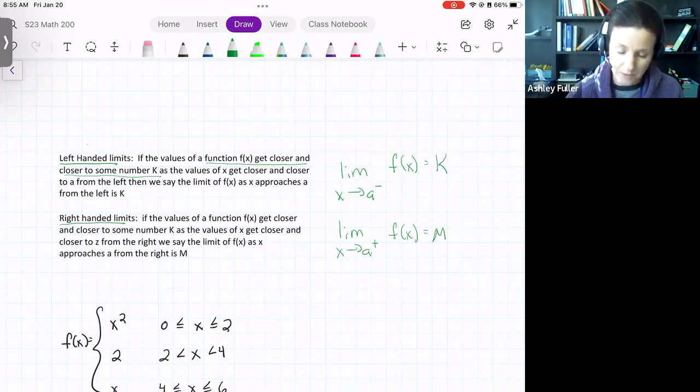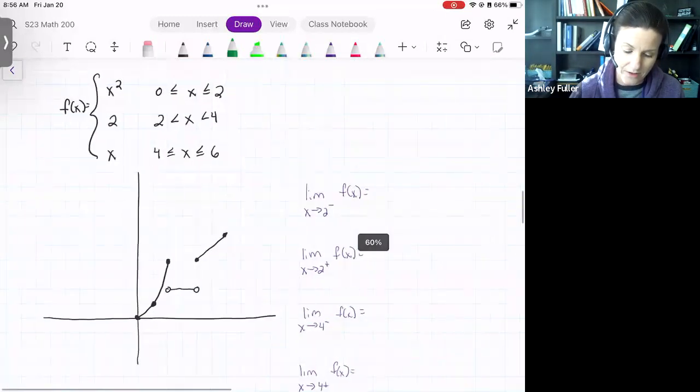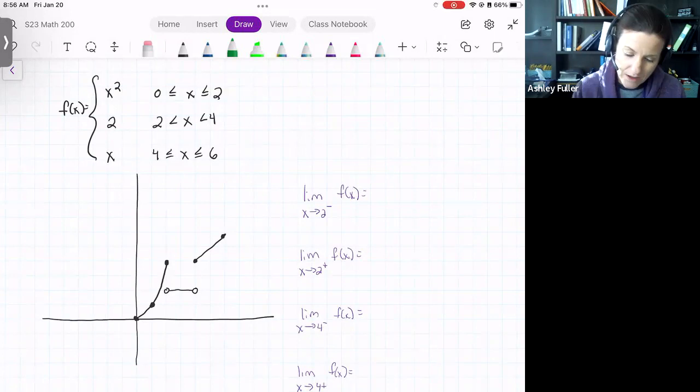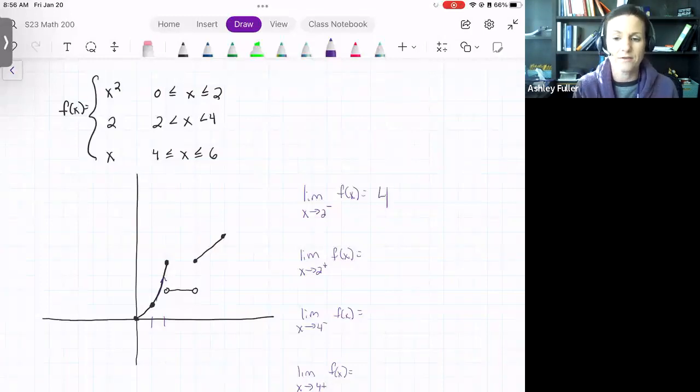Let's do another example using a graph here. I've already drawn the graph again of a piecewise function. And let's note these different values. Here, as we approach 2 from the left, you're going to notice that we actually approach a value of 4 for the function.